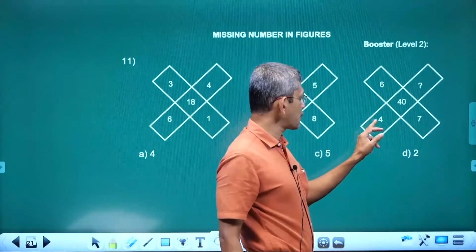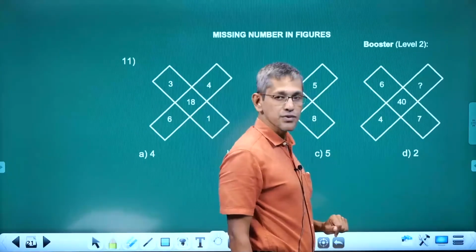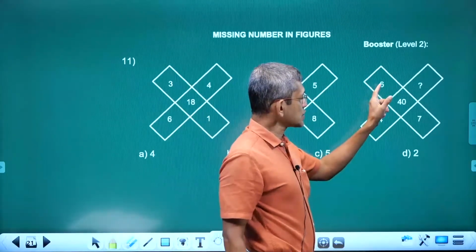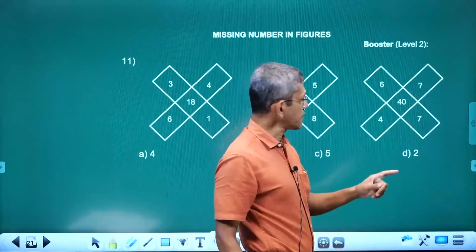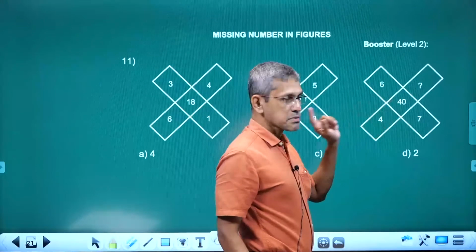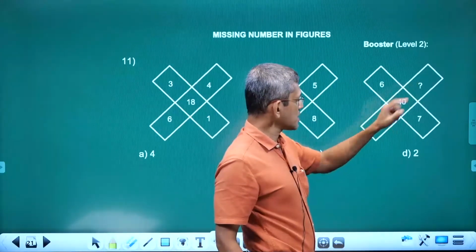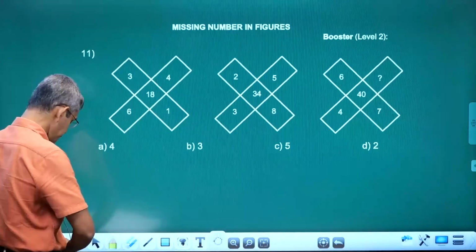So this is 4 into 7. 4 into 7 is 28. And we need to get 12 here. When you multiply these two numbers, you need to get 12. 28 plus 12 must be 40. So what is the number here? It must be 2. So let's go for the next one.